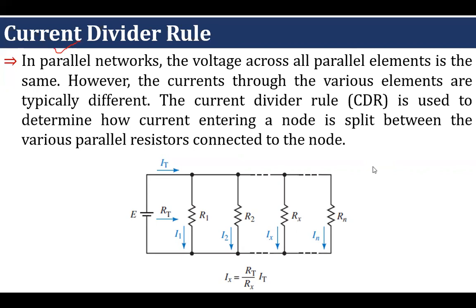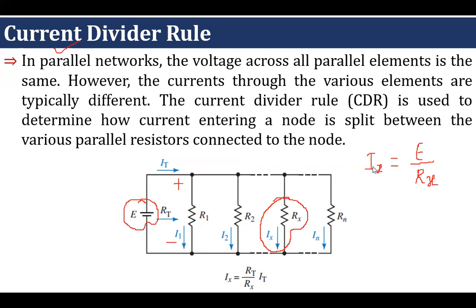Okay, suppose that I am calculating the current through this Rx resistor. So what can I write? The current through this Rx resistor, which is equal to Ix, is going to be equal to E upon Rx, because the voltage across these resistors will be equal to the applied potential, because this battery is also connected in parallel.